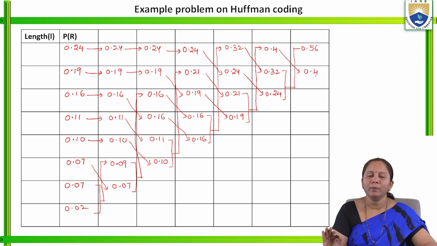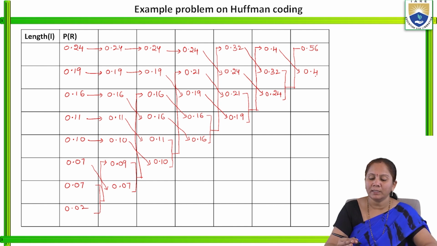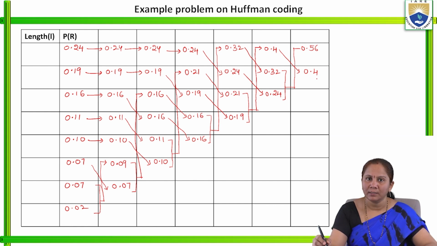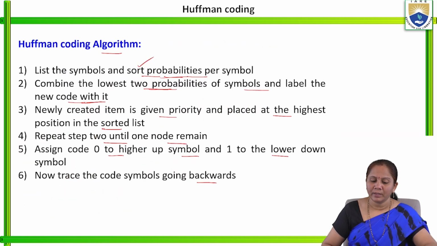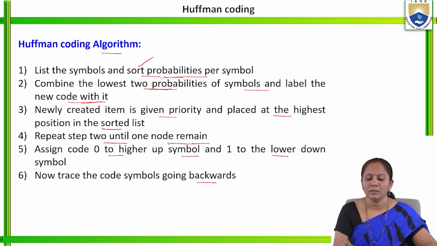So like this we have to perform addition operation between the two bottom symbols, and the new code is generated, and that new code should be given the highest priority and put in the proper place. Again, the probabilities should be arranged from highest to lowest. Like this we have to continue until the last code is generated. So after performing this step, repeat step 2 until one node remains. So now it is completed, and the next step is we have to assign the codes.